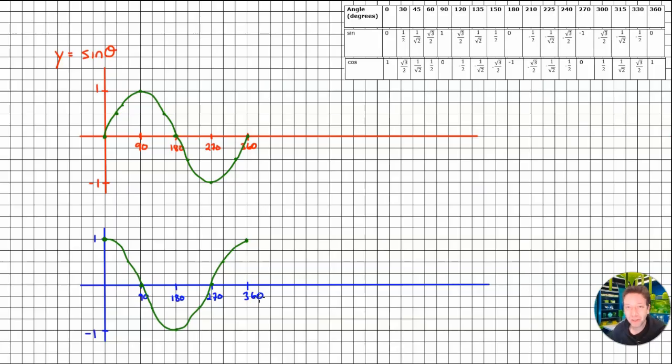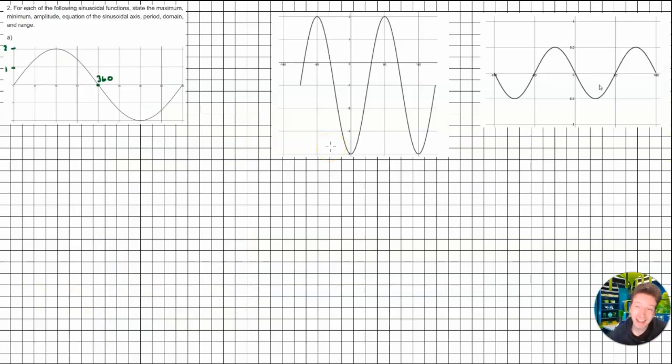But for now, let's go over some of these key properties that we learned about in our previous tutorial on periodic functions. So here I have 3 different sine waves, and in them we're going to identify their maximum, minimum, amplitude. Something new, which I'll tell you about, is the equation of the sinusoidal axis, period, domain, and range. So first, let's do the first one, our maximum value. In this case, the maximum goes up to 2. And we'll find the minimum value, which in this case goes down to -2.